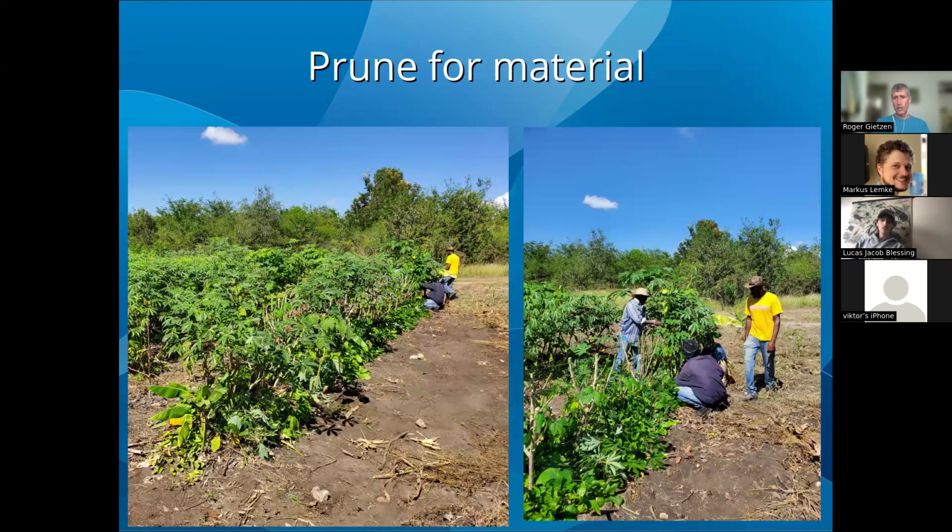And so yeah, here's an image of us. The far left row of that left picture has been unpruned, and on the right you can see here we've come through and we pruned. In this case, I think it was chaya and cassava that we're pruning and we're using that material.